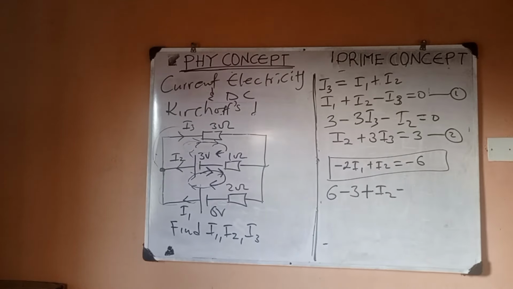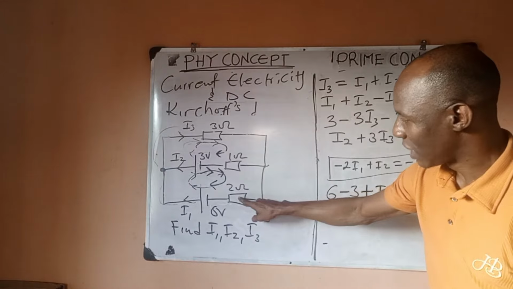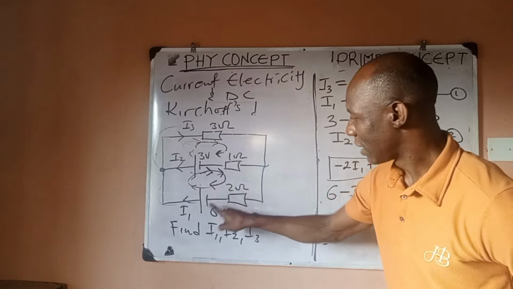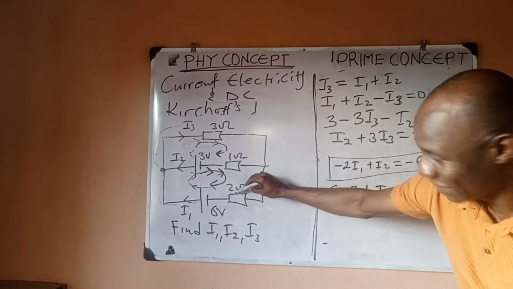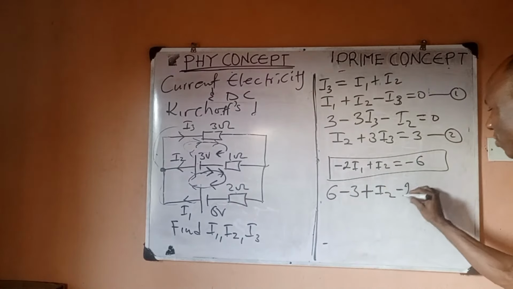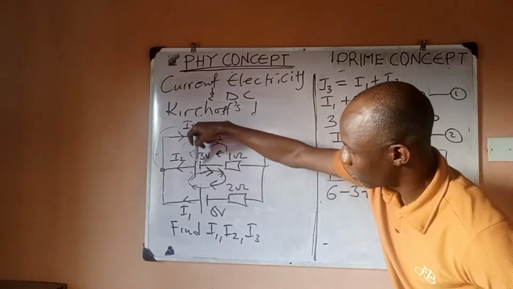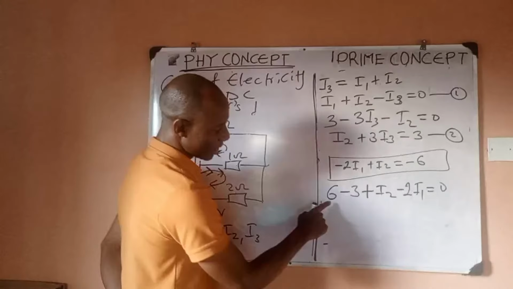Let me repeat this last part. For this particular one now, my loop is forward and the current is also forward. So the voltage drop here is negative, which is going to be negative 2I1, and we are done. We've considered this, this, this and this.